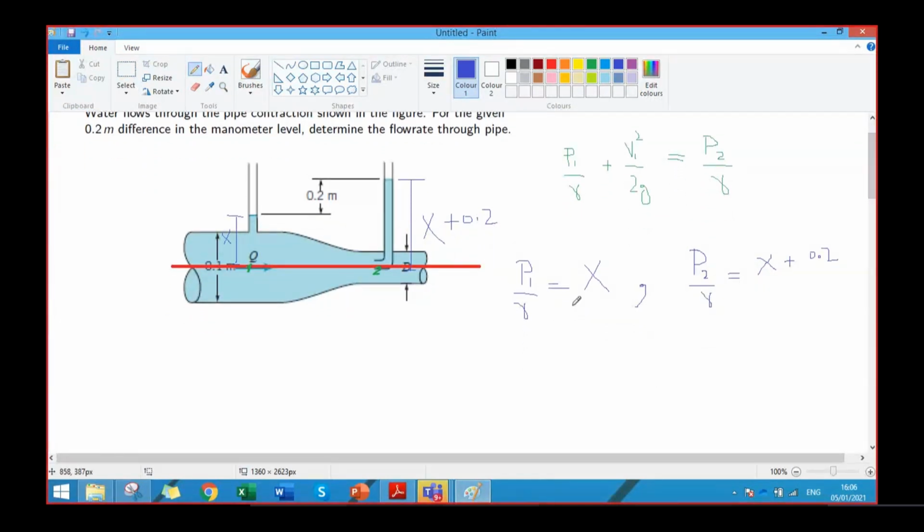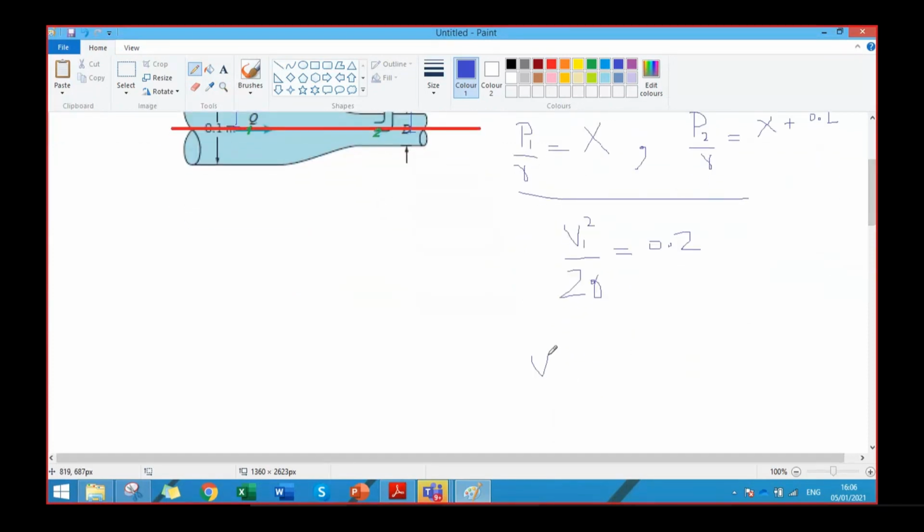If I see these two equations and this equation, I can easily say that this difference of reading is basically representing the dynamic head, or the velocity head. So V1 square by 2g equals 0.2 meters. We can simply rearrange this equation to get V1. So what is V1? The square root of 0.2 multiplied by 2 multiplied by 9.81, which is 1.98 meters per second.